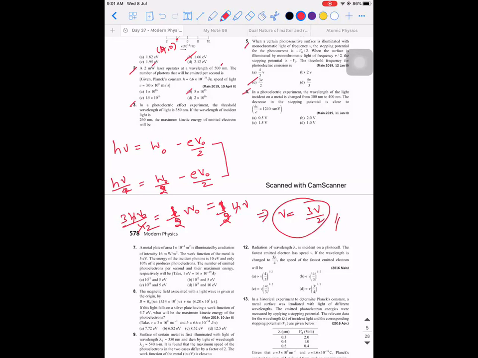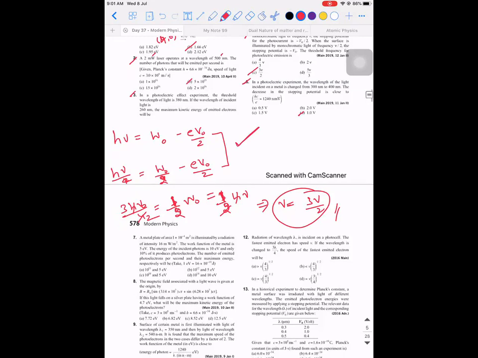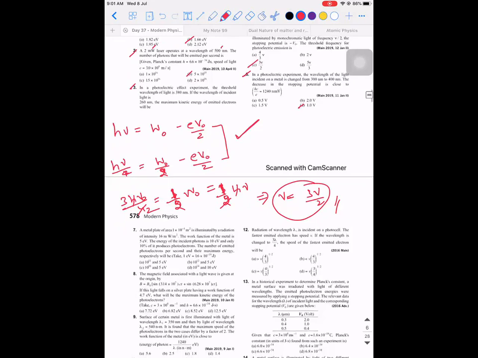Right. How to do the sixth one? In a photoelectric experiment, the wavelength of light incident on a metal is changed from 300 nanometer to 400 nanometer. The decrease in stopping potential is close to. So again, write down the same expression, subtract both. How much is it? 1 volt, sir. Approximately 1 volt. Okay. Again, you will have the same equation. Instead of nu, you will write it as C by lambda. Calculate the change in potential, that will give you the answer.